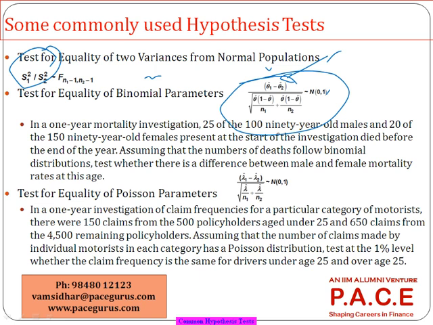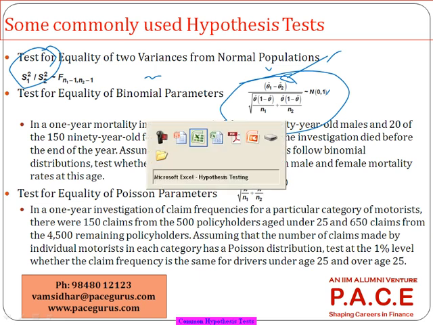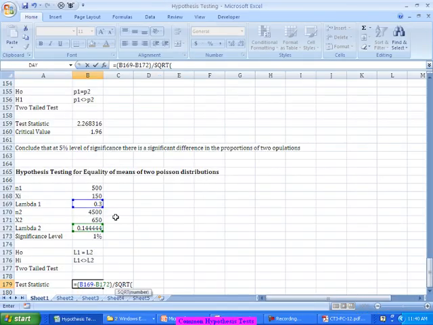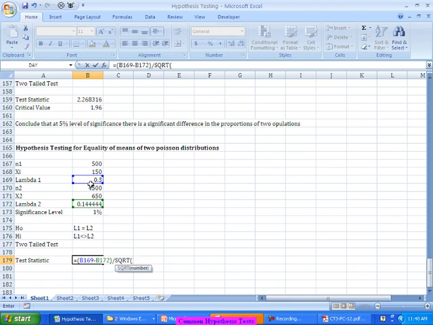So I'm taking the lambda, which is nothing but lambda by n1 plus lambda by n2.